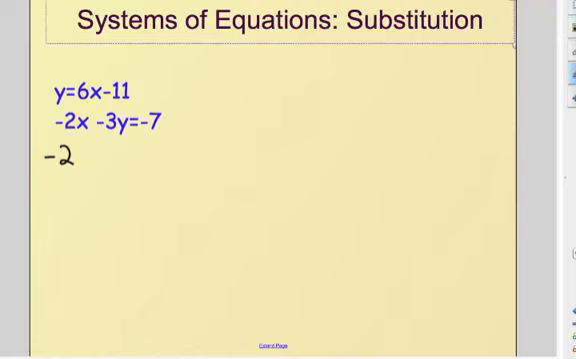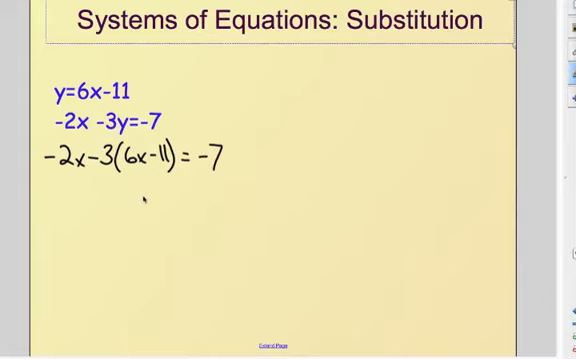I'm going to rewrite my negative 2x. That's not changing at all. And then it's minus 3 times whatever y is. In this case, it's 6x minus 11, equals negative 7. Wow, my computer is going really slow today. So now we have only x's in here. That's a good thing because we can then solve for x, get one of those values, and then substitute back in and get our value for y.